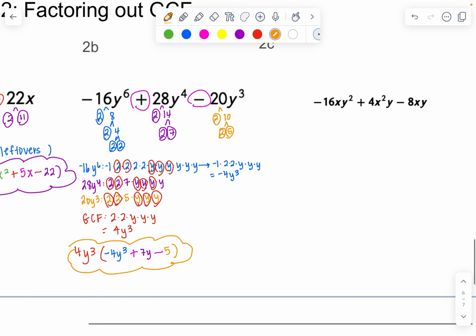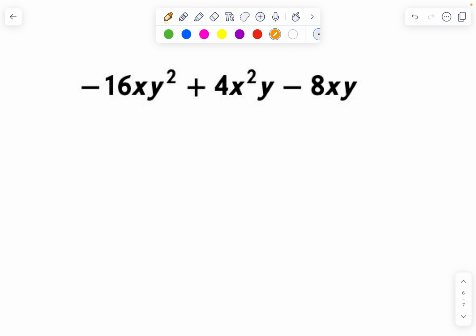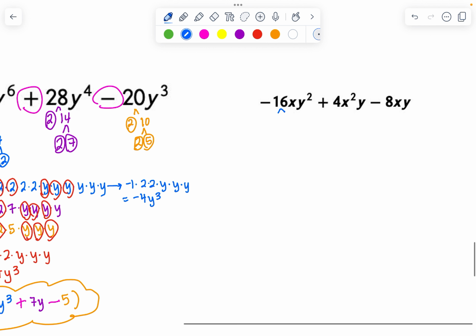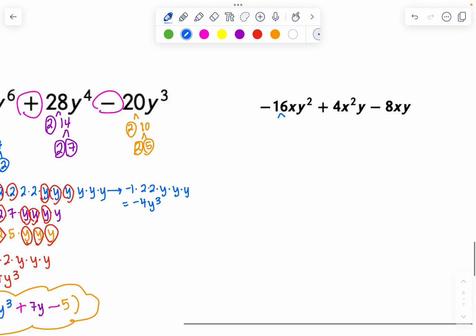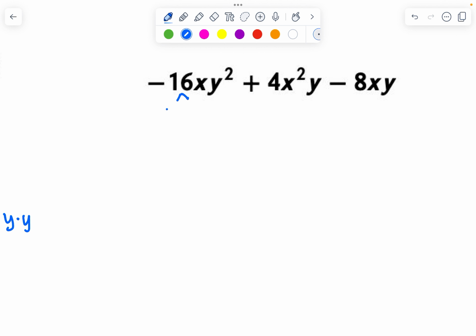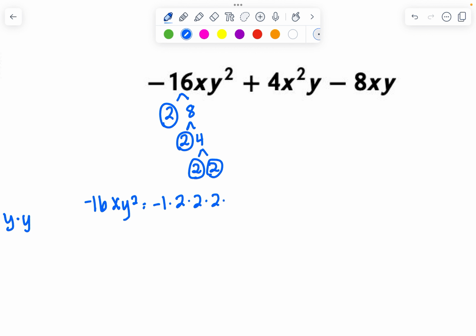Let's look at one more example. All right, we have x's and y's here. 16 we just did over here. We said 16 is 2 times 2 times 2 times 2. Started out as 2 and 8, broke it down to 2 and 4, and then 4 was 2 and 2. So negative 16xy squared, negative 1 times 2 times 2 times 2 times 2 times x times y times y. Only the y is squared, not the x.